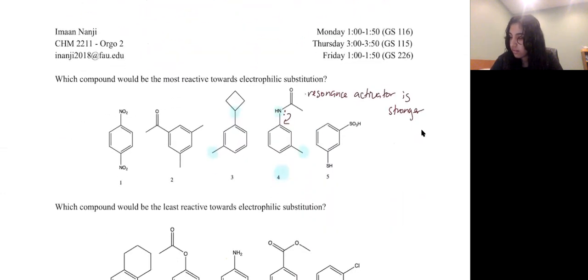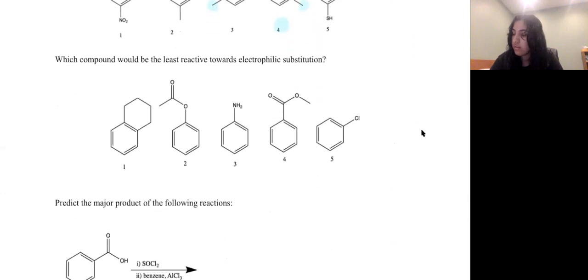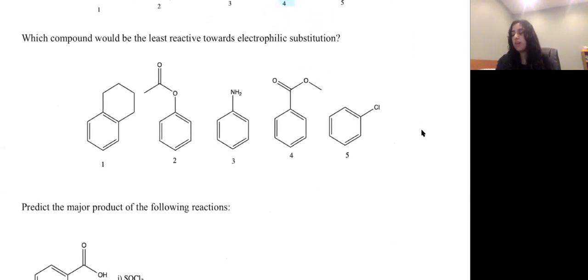Okay, so now, which of these 5 is going to be the least reactive? The NH2 ones, yeah, cannot. But the NH, the amide can, because it's weaker. Four would be the least reactive. Yes, because 4 is the only one with a strong deactivator on it.